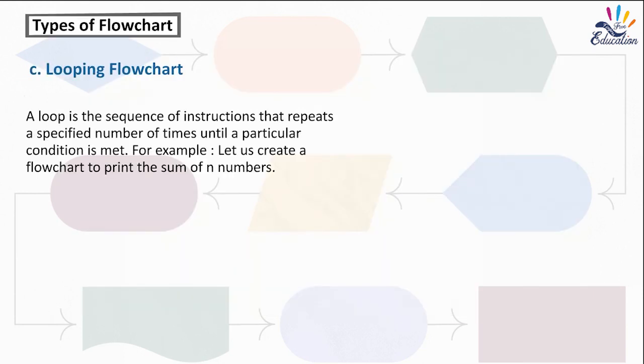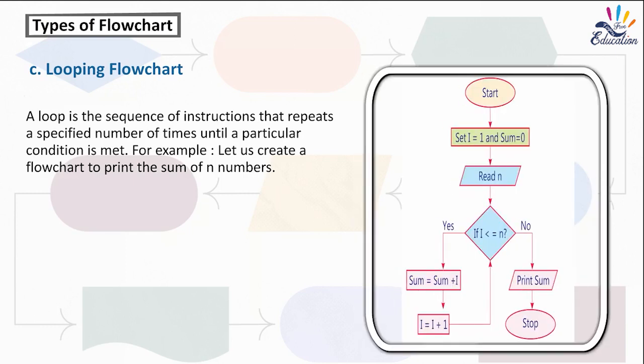Looping flowchart. A loop is the sequence of instructions that repeats a specified number of times until a particular condition is met. For example, let us create a flowchart to print the sum of n numbers. Start. Set I = 1 and sum = 0. Read n. Is I less than or equal to n? No: print sum, stop. Yes: sum = sum + I, then I = I + 1.